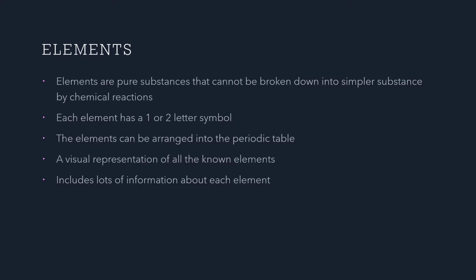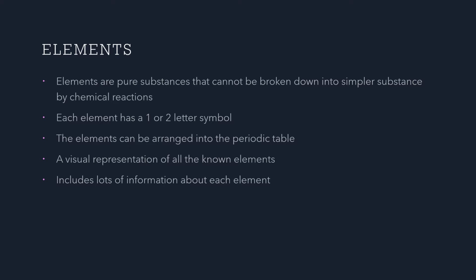So when we are looking at elements, an element is a pure substance that cannot be broken down into simpler substances by chemical reactions. So it's basically something that you cannot break down. You can't make it smaller. You can't get down to anything simpler than the element itself. So examples of elements would be carbon, oxygen, nitrogen, uranium, xenon, iron. All of those are different types of elements. And if they're by themselves in their own form, they can't be broken down into anything else.